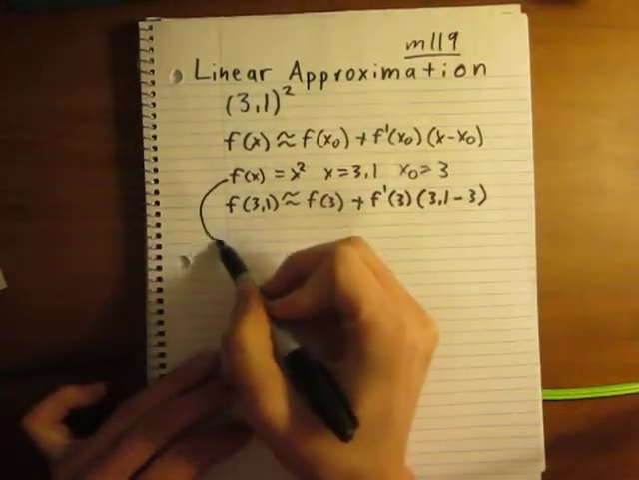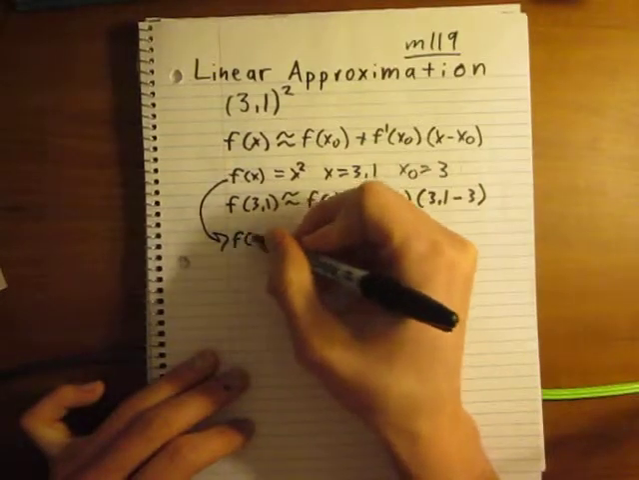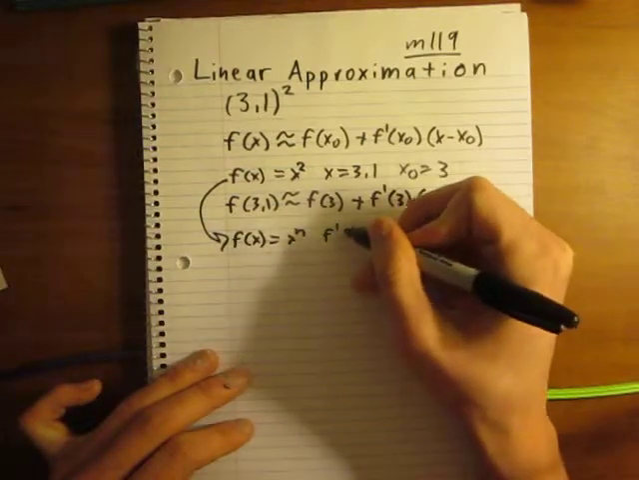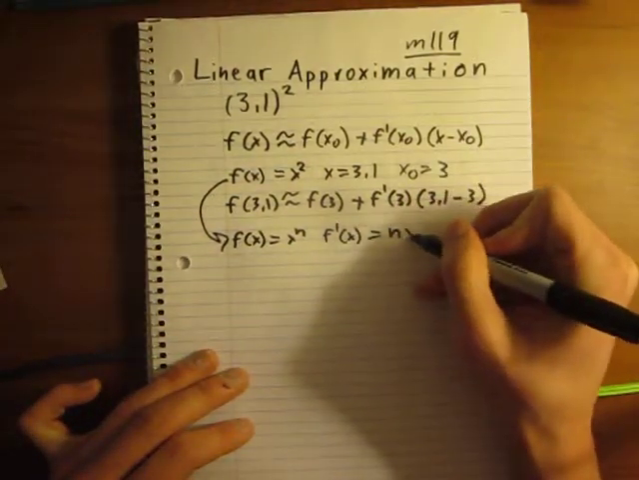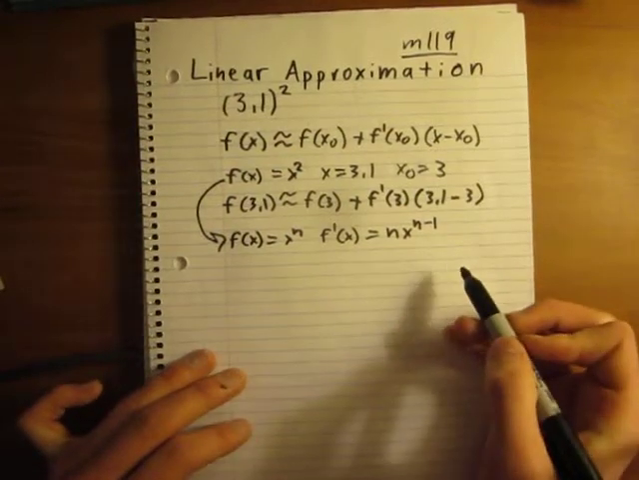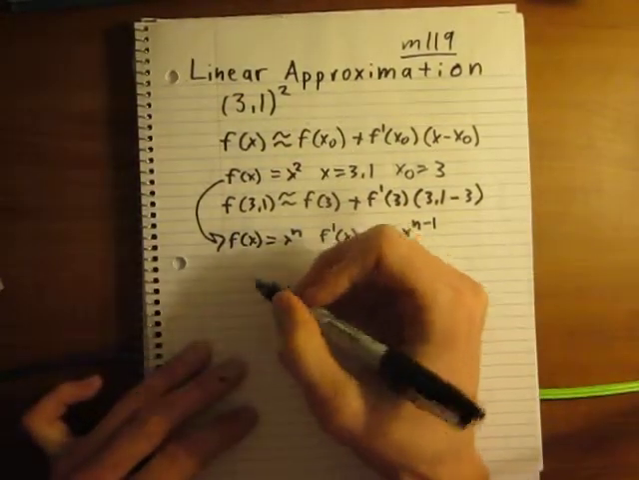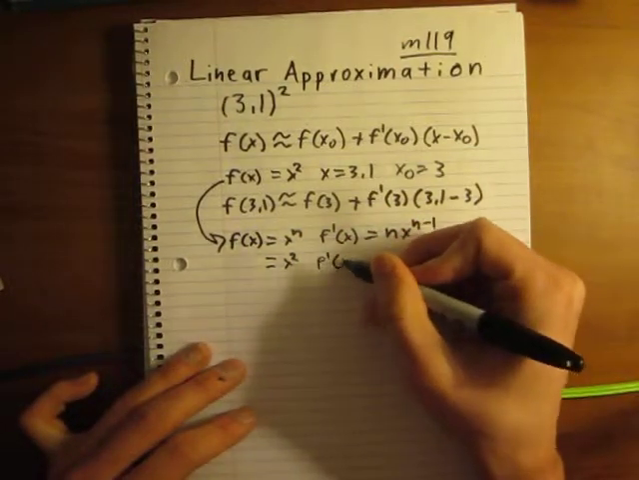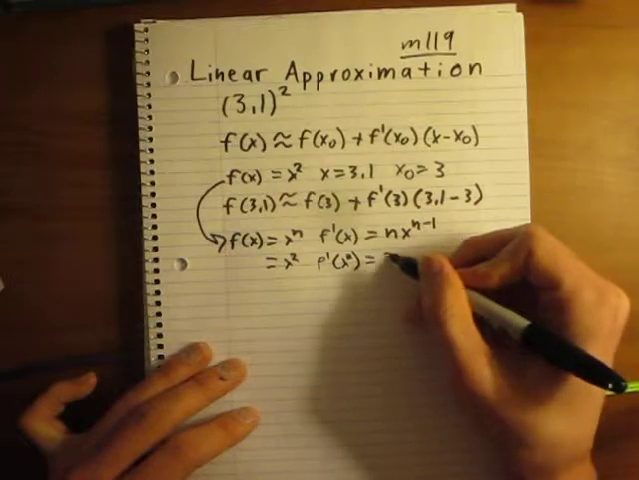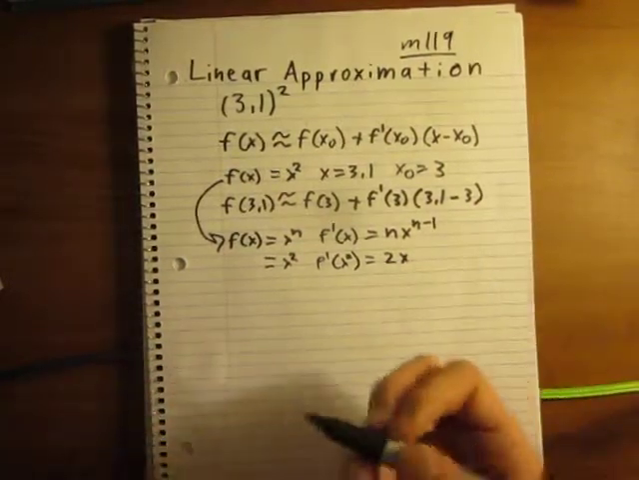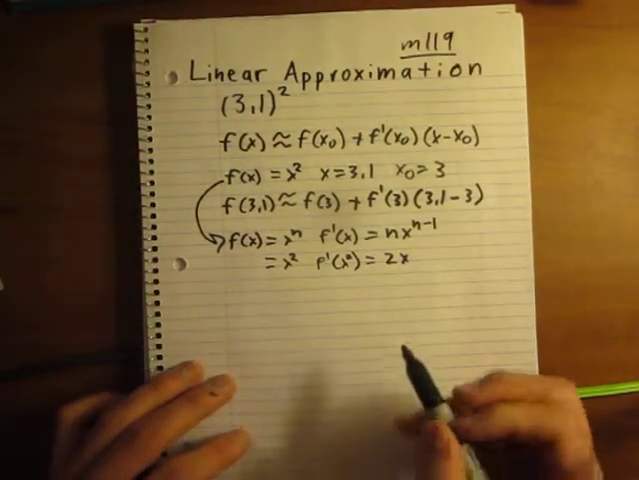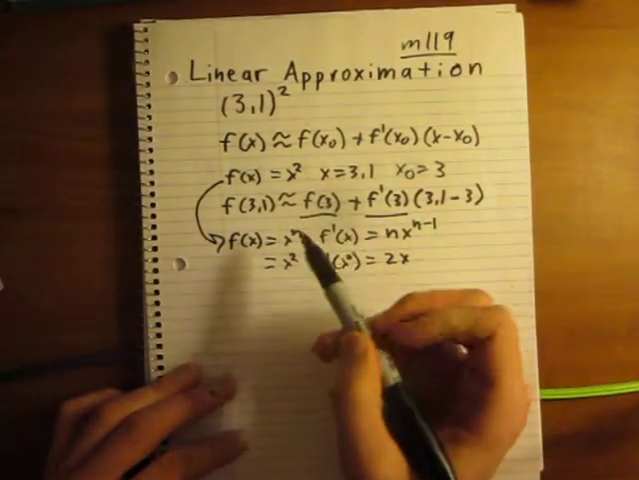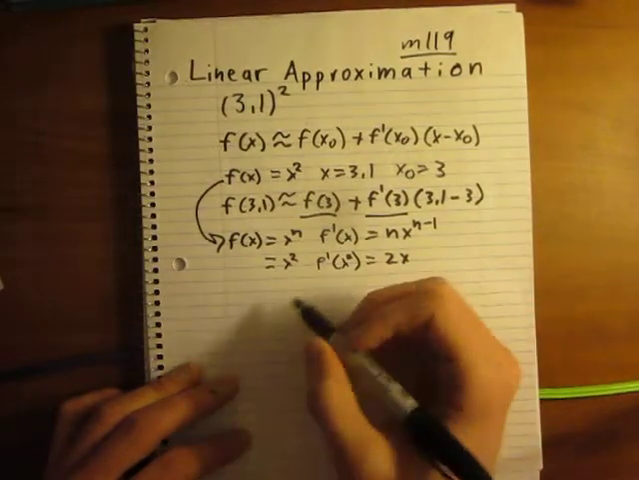So, if f of x equals x to the n, then f prime of x equals n x to the n minus 1. That's just a general rule that you might have seen in class. So if f of x equals x squared, f prime of x equals 2x to the first, or just 2x. So we need to find f of 3 and f prime of 3. f of 3 is going to just be 3 squared, so that's 9.